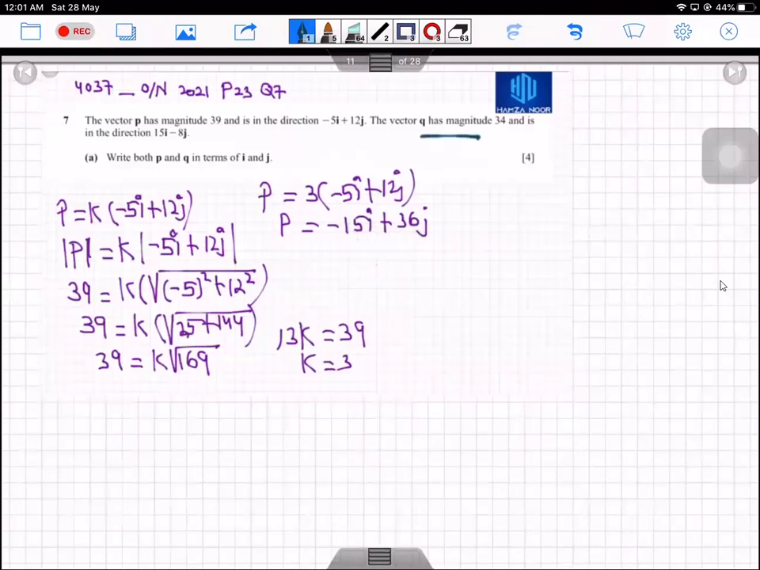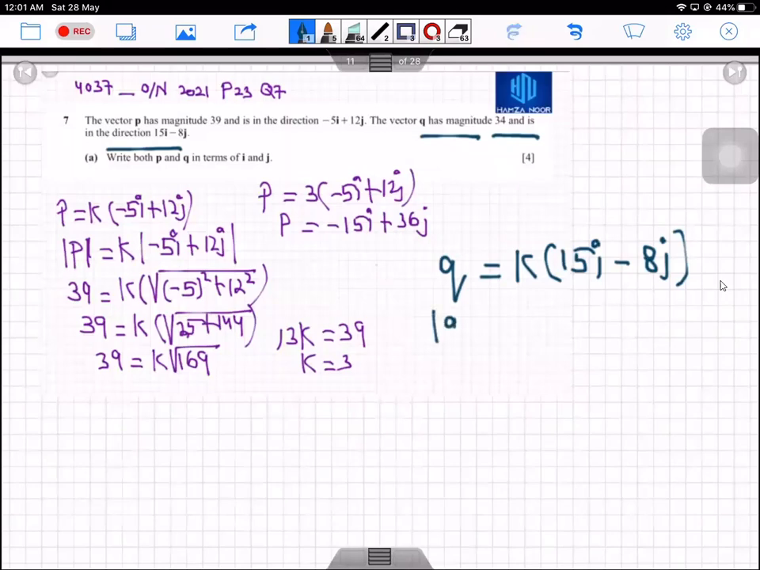So vector Q has magnitude 34 and is in the direction of 15i minus 8j. So I'm going to say that vector Q is equal to k times 15i minus 8j. This scalar multiple can be k, lambda, mu, t, s, or anything. So the magnitude of the vector Q is also equal to k times the magnitude of the vector 15i minus 8j. As simple as that. So the magnitude of the vector Q is 34.